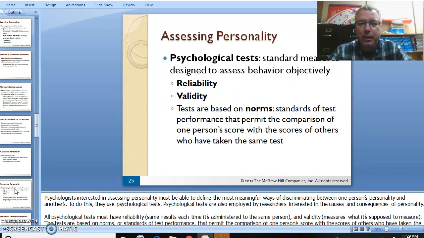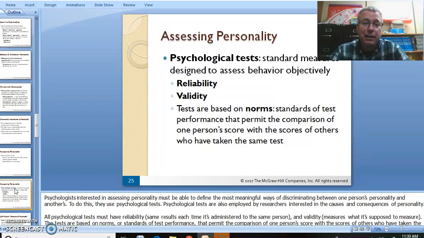So, we have what's called psychological tests. You probably have seen these online, Facebook. They're not authentic or scientific. The ones that you find online, they may not be reliable and they may not be valid. Okay, reliable is coming to the same conclusions or consistent conclusions time and time again. Okay, valid is whether or not it really truly measures what it's supposed to measure.